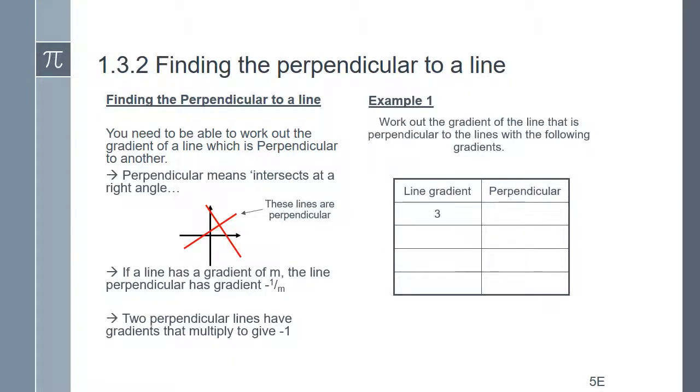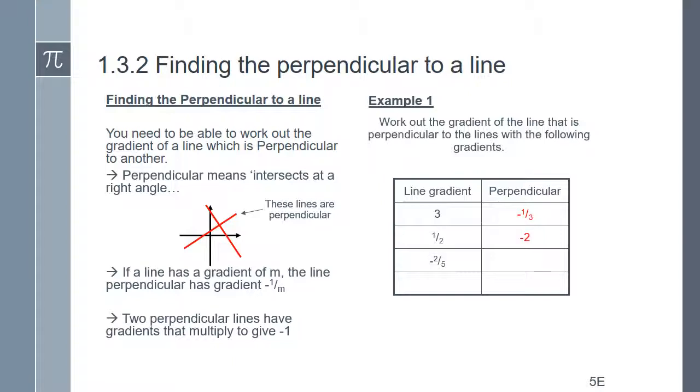So if you've got a line with gradient 3, the line that is perpendicular to it has gradient minus a third. It's just minus 1 over. If you've got a line with gradient a half, then the perpendicular line has gradient minus 1 over a half, or the reciprocal. I prefer to say it's minus the reciprocal, because the reciprocal of a half is 2 over 1, so it's minus 2.